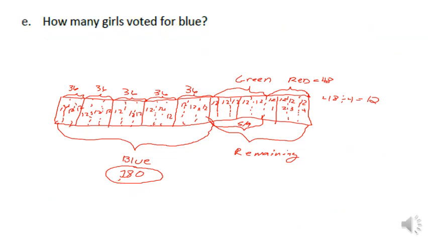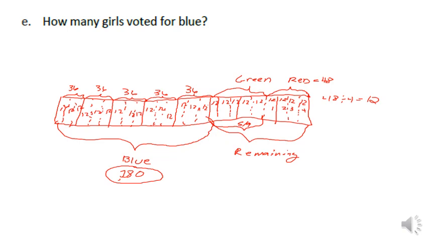Okay, the last question is how many girls voted for blue? And we actually solved it in the last slide. It comes out to 126. And I believe that was what it was, 126. So why don't we solve this in a different way to check our work, okay?